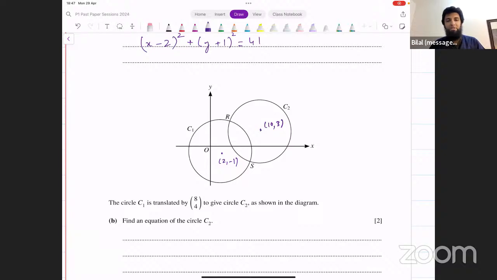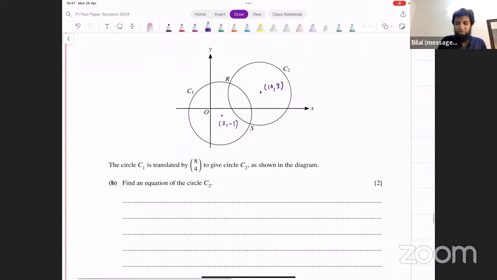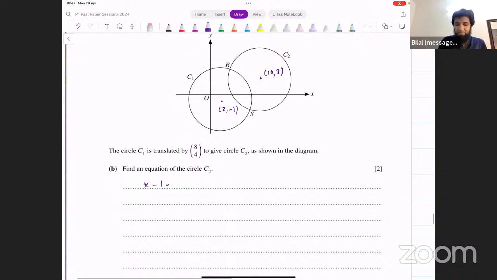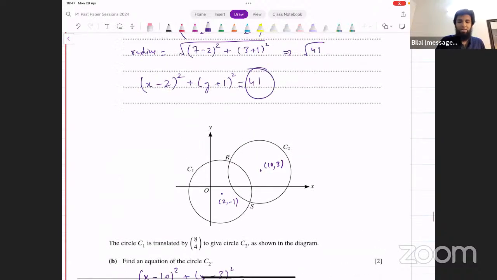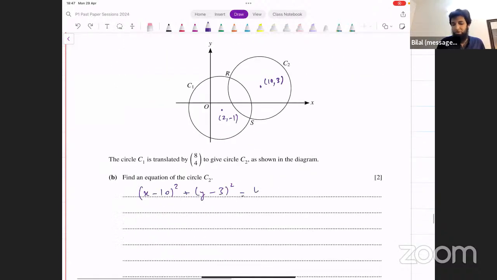Now, once you have the center of the other circle, you can write down the equation of that other circle as well. You would say that's x minus 10 whole squared plus y minus 3 whole squared equals r squared. That's the same as before. That's 41. And that will be the equation of the second circle. Okay. So the x coordinate of the center, you add 8 to that. To the y coordinate of the center, you add 4. You get the center of the other circle. Once you have that, you can write down the equation like this. And that's your final result.